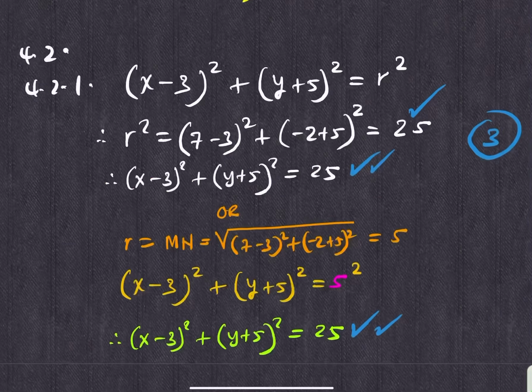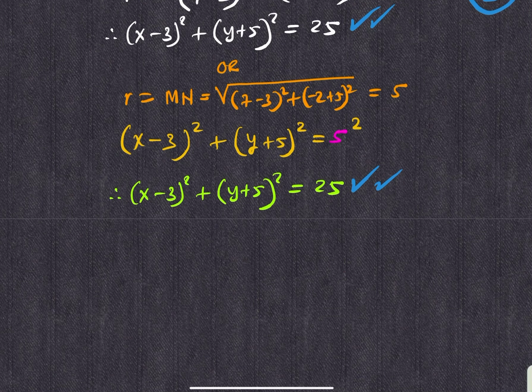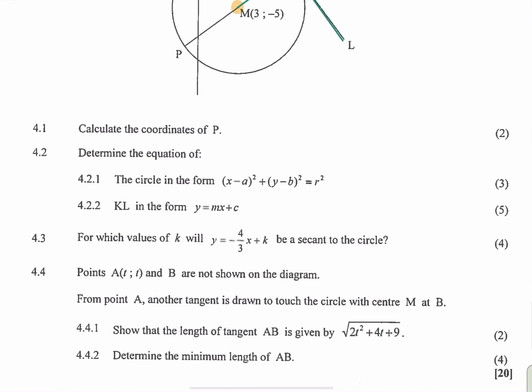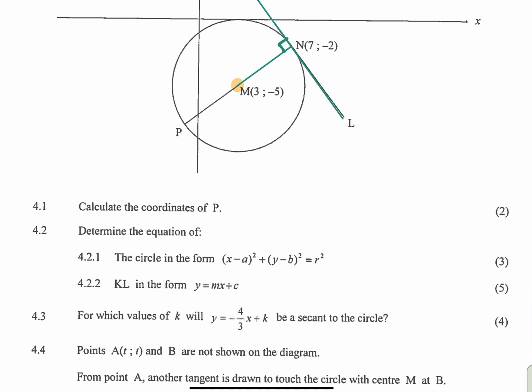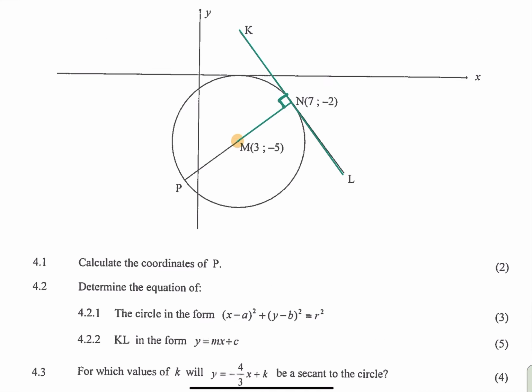Let's check the next question, that is 4.2.2. What are they saying there? Determine the equation of the KL. What is KL? KL is primarily your tangent in the form of y equals mx plus c. So that is a straight line primarily. How do you then get the gradient of that line, of that tangent primarily?